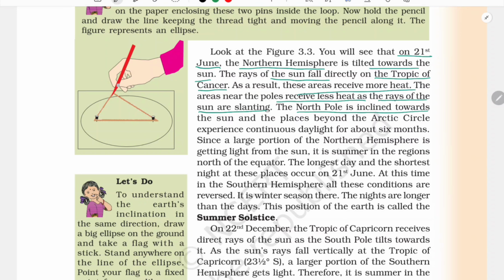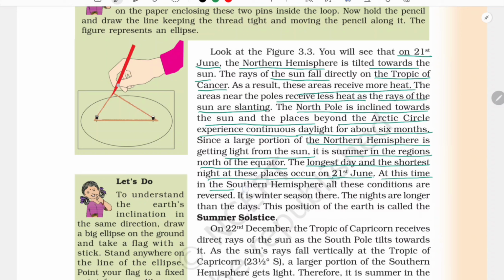The North Pole is inclined towards the sun, and the places beyond the Arctic Circle experience continuous daylight for about 6 months. Since a large portion of the northern hemisphere is getting light from the sun, it is summer in the region north of the equator. The longest day and the shortest night at this place occur on 21st June.